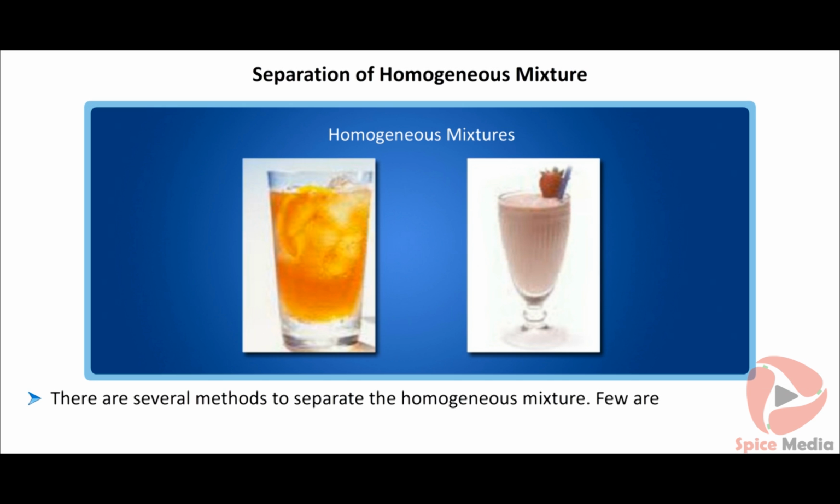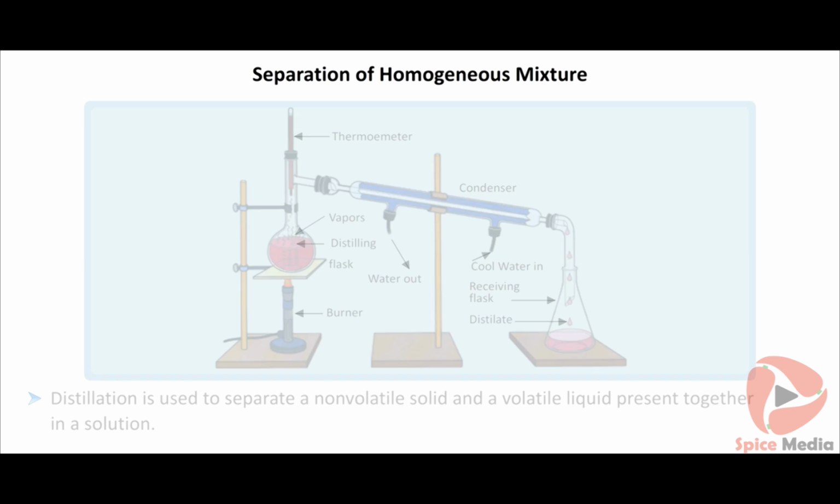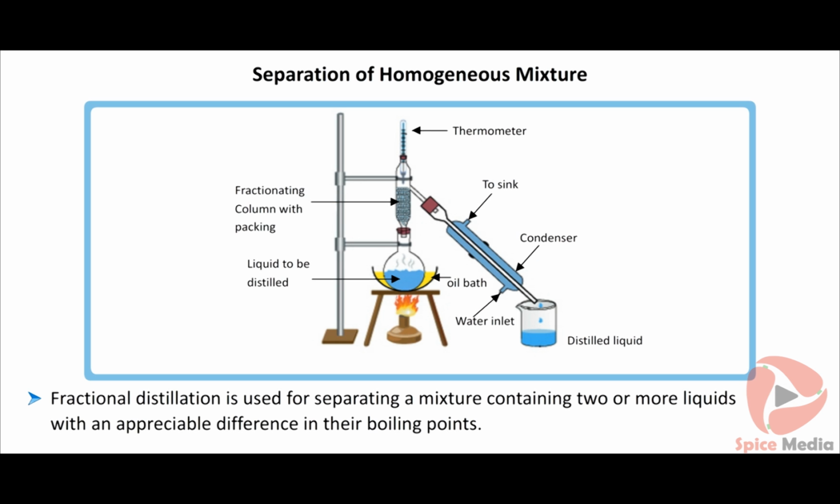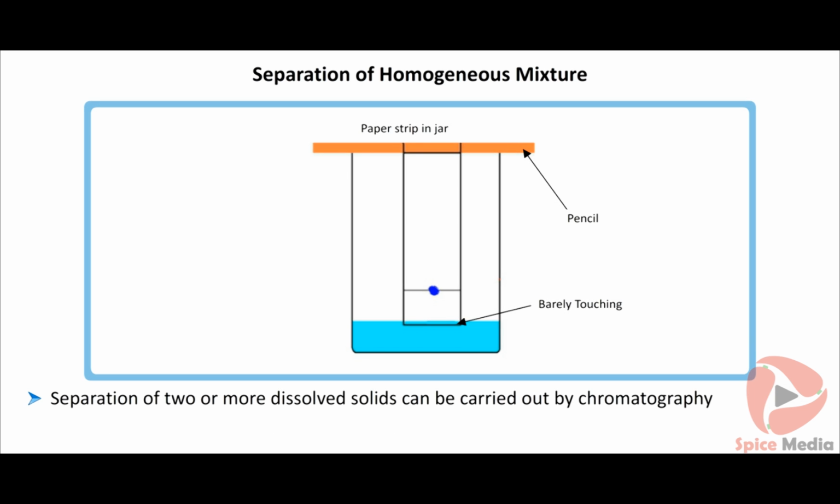There are several methods to separate the homogeneous mixture. Few are distillation, fractional distillation, chromatography. Distillation is used to separate a non-volatile solid and a volatile liquid present together in a solution. Fractional distillation is used for separating a mixture containing two or more liquids with an appreciable difference in their boiling points. Separation of two or more dissolved solids can be carried out by chromatography.